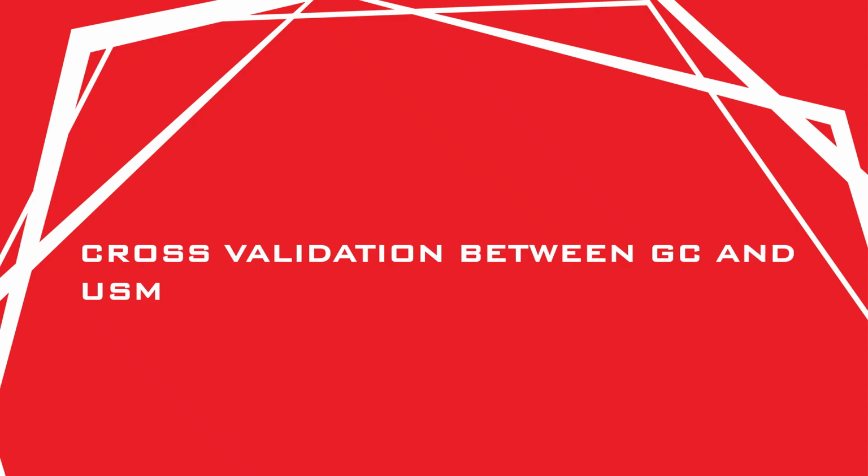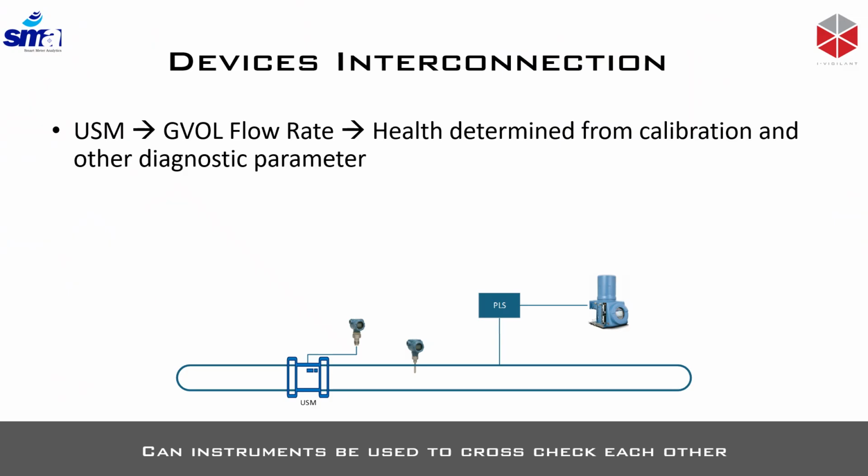Right, so now we're going to talk about the cross-validation between the GC and the USM. When we have an ultrasonic meter system, there is a device interconnection between all the devices within the metering skid. We actually have the USM, we've got a pressure transmitter, then a temperature transmitter, and then gas composition that comes from the GC that is fed through a pressure letdown system.